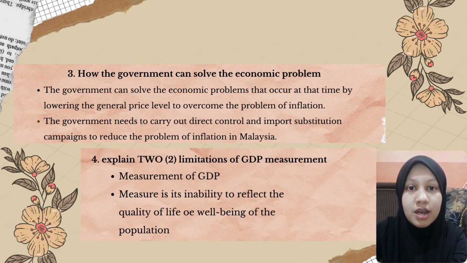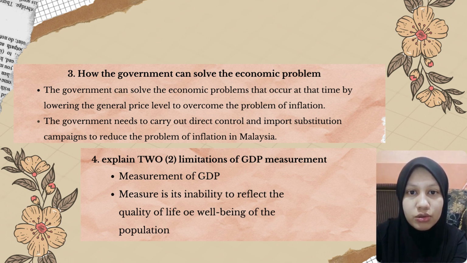Next, question number 3. Explain how the government can solve the economic problem at the time. The government can solve the economic problems at the time by lowering the general price level, overcoming the problem of inflation. The government needs to carry out direct control and import substitution campaign to reduce the problem of inflation in Malaysia.